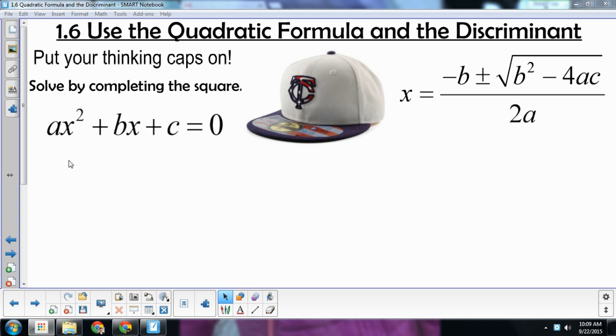Now, understanding that they're just letters at the moment, I'm going to show you where this quadratic formula comes from. So we're going to solve this equation with a, b, and c instead of numbers. We're going to solve it by completing the square.